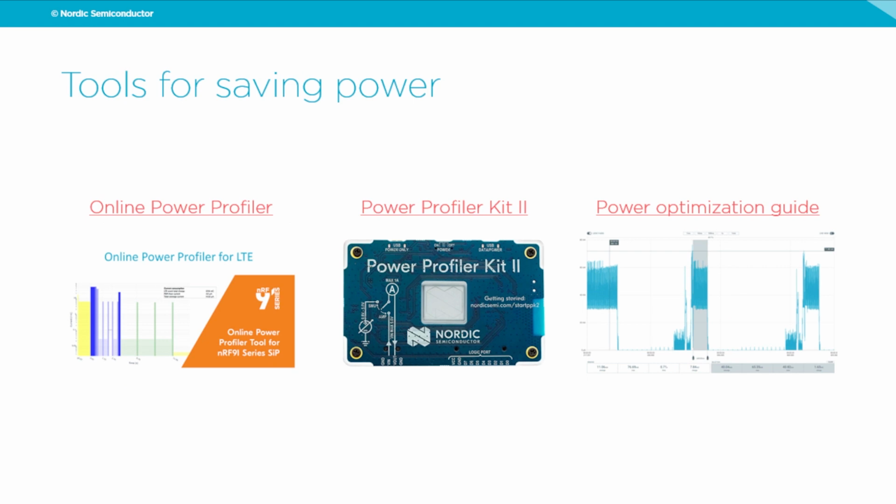Just some tools that we have for saving power. We have the Online Power Profiler, which is a tool to estimate the current consumption of your device depending on different scenarios and networks. This is a free tool on our website. And we also have the Power Profiler Kit 2, which you use to actually measure the current on your devices. And we have the power optimization guide, which will guide you and recommend what you should do to optimize your application.